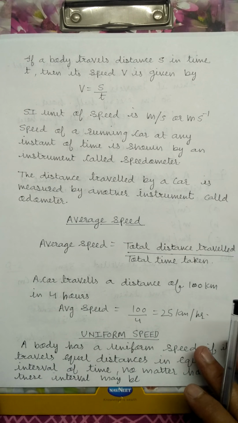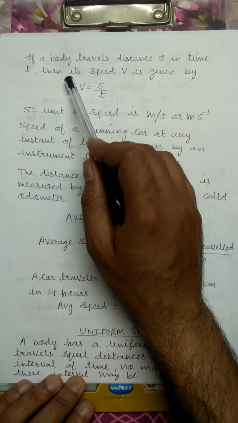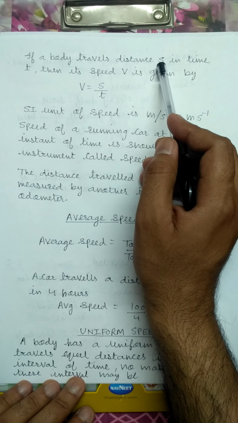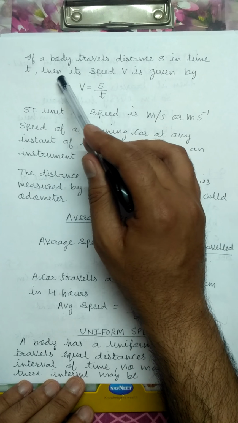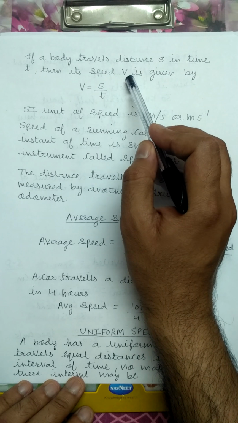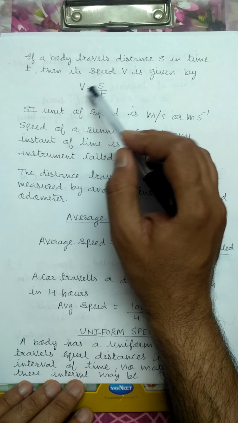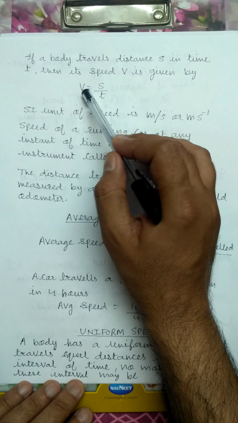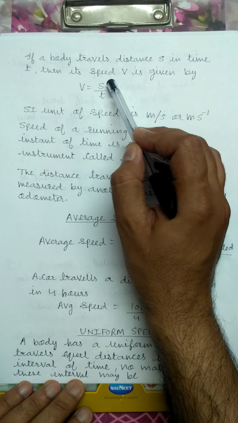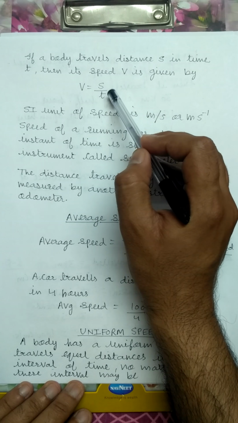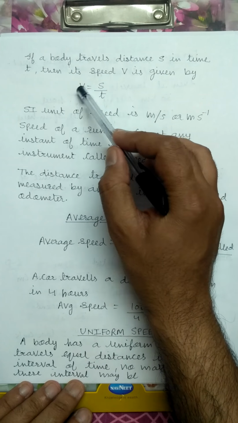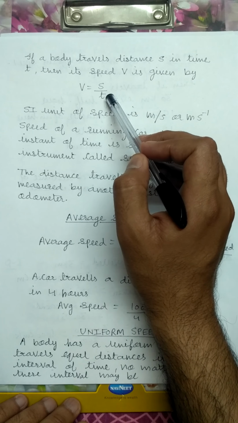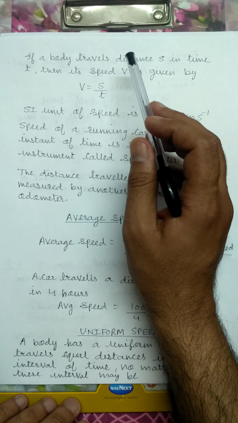Now if a body travels a distance s, where distance is denoted by s, in time t, then its speed is v and it is given by v is equal to s by t. So this is the general formula for speed. Here v represents speed, s represents distance covered, t represents time. So v is equal to s by t. So here we have three values. If any two values are known to you, you can easily calculate the third one.